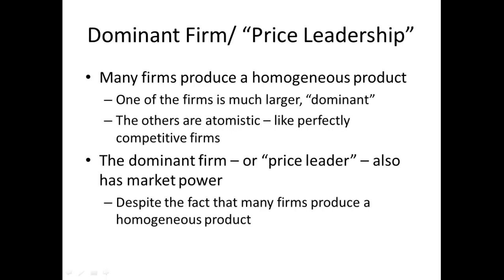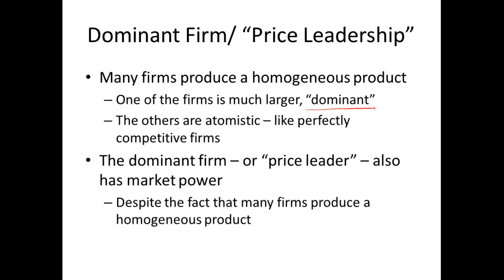Let's move now to the dominant firm model. The dominant firm model, which is also known as the price leadership model, has the following features. Many firms produce a homogeneous product, but one of the firms is much larger, the one that we refer to as dominant. The other firms are atomistic, which is a word we use to describe perfectly competitive firms. So they're going to be like perfectly competitive firms.